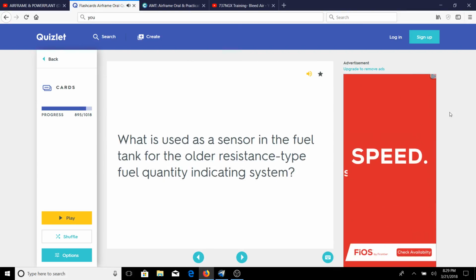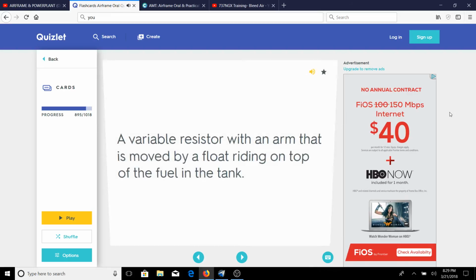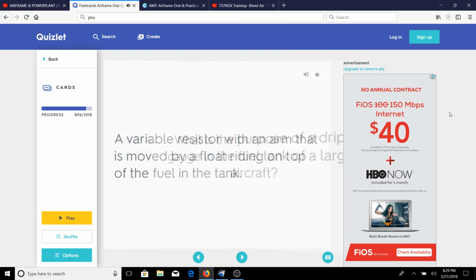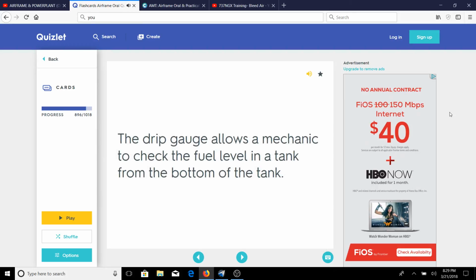What is used as a sensor in the fuel tank for the older resistance type fuel quantity indicating system? A variable resistor with an arm that is moved by a float riding on top of the fuel in the tank. What is the purpose of a drip gauge in the fuel tank of a large aircraft? The drip gauge allows a mechanic to check the fuel level in a tank from the bottom of the tank.